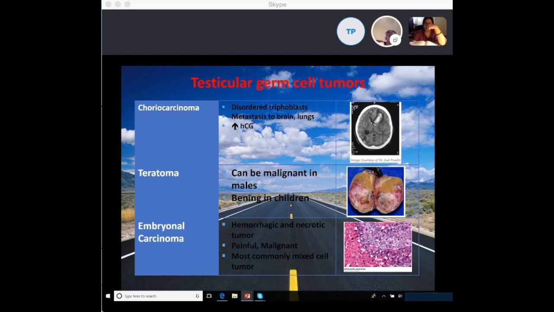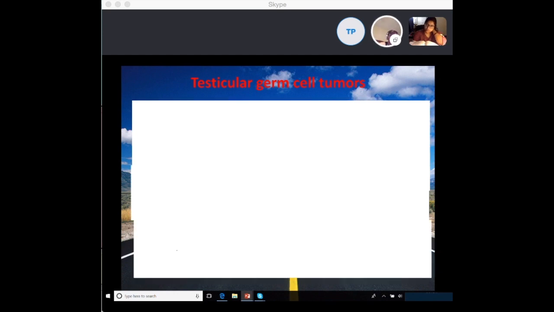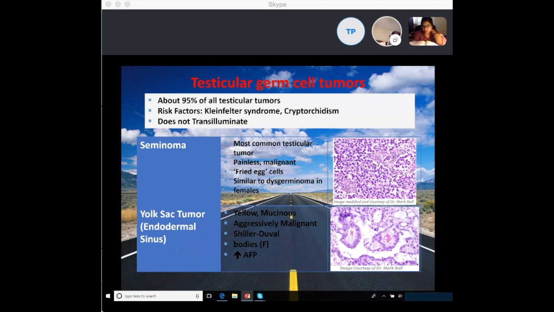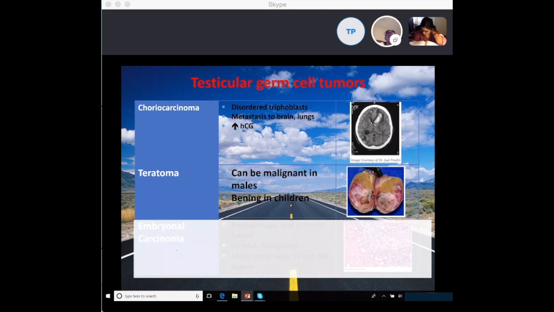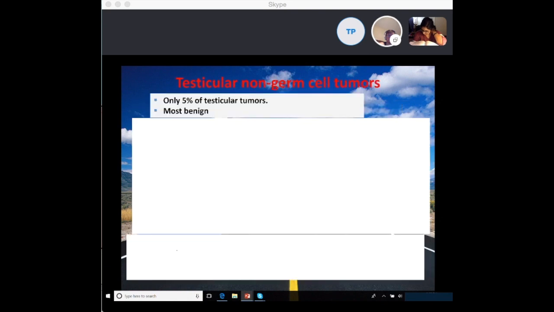Okay, so all of the ones that we just discussed, the seminomas and the others, make up about 95% of all testicular tumors. Now we're going to go to the less common testicular tumors. These are the non-germ cell tumors.